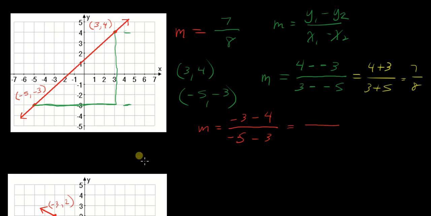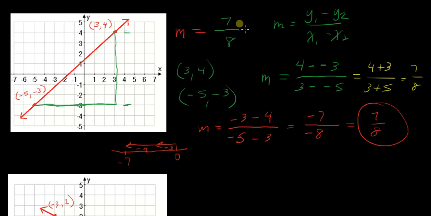negative 3 minus 4? Well, if you're on a number line at 0 and you go left 3, that's negative 3. And then you go left 4 more. That's what negative 4 means. That's going to put you at negative 7. So negative 3 minus 4 is negative 7. Negative 5 minus 3 is negative 8. And a negative divided by a negative is a positive, which means we can just ignore the negatives, and there's our slope. And you'll see it's the same as this.